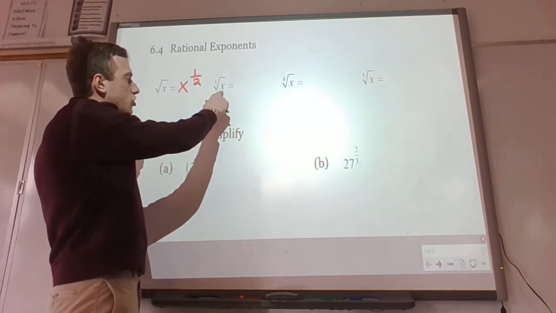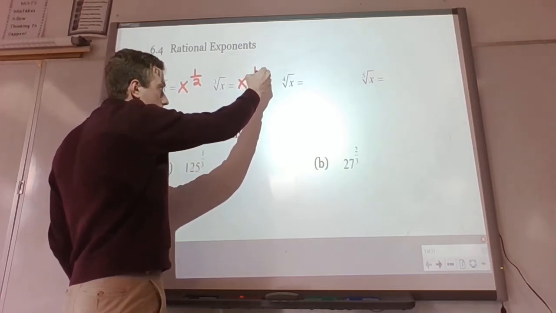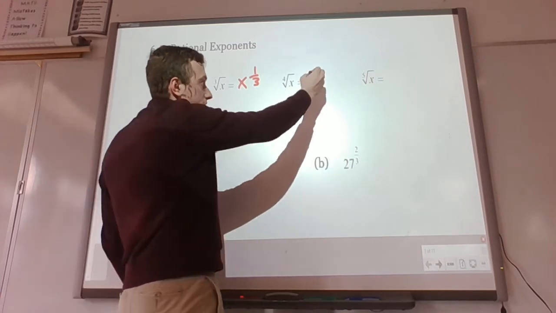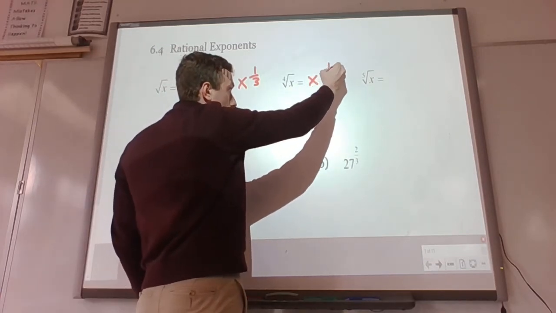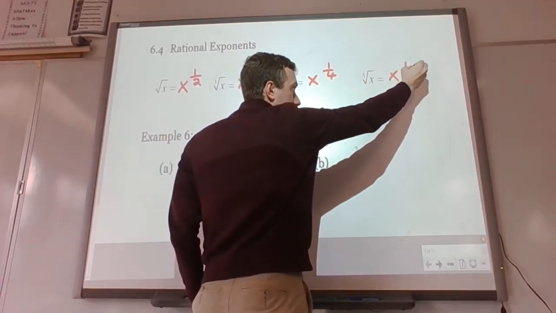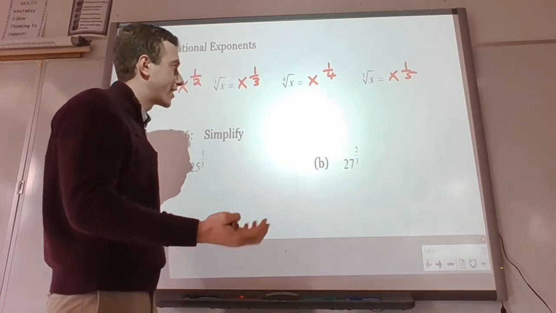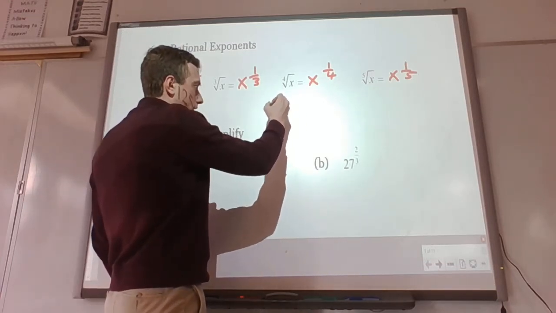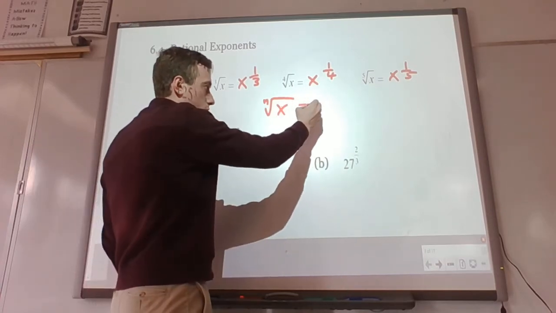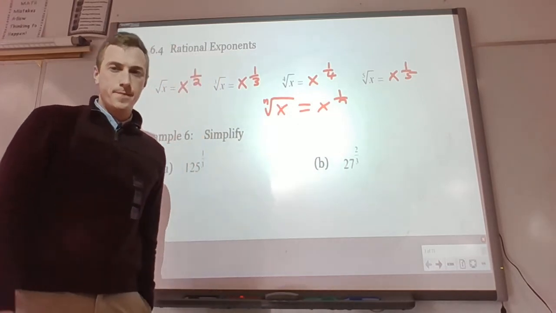Similarly, if we wanted the cube root of x, we could write x to the 1/3 power. The fourth root of x would be x to the 1/4 power. The fifth root of x, x to the 1/5 power. So in general form, the nth root of x would be x to the 1/n power.